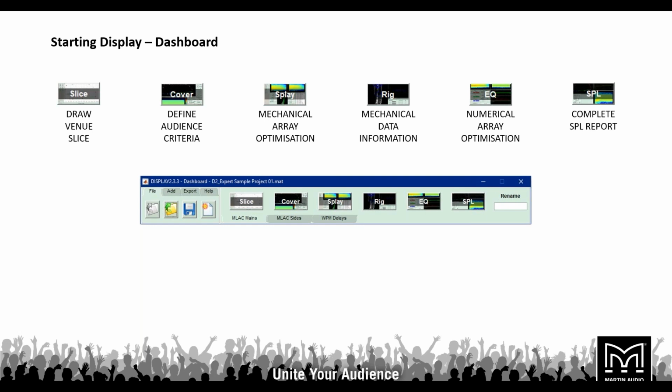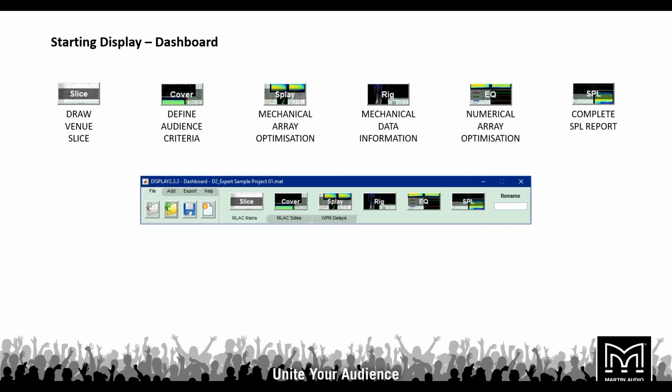Then we go on to defining our criteria. We go on to optimize the array mechanically. Then we can retrieve that information, confirm, make sure everything is okay and good. And then we proceed onto our numerical optimization and then just get our SPL report. And once we confirm that everything is good, we go back onto the export tab and we start getting files out of the software.